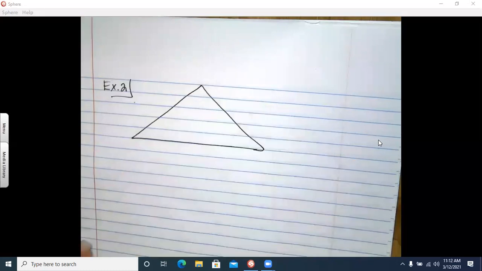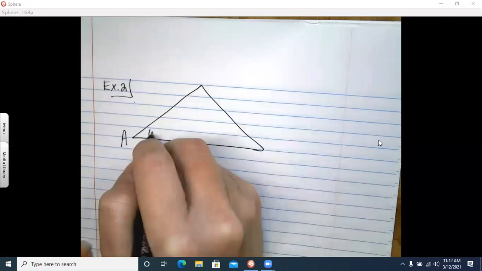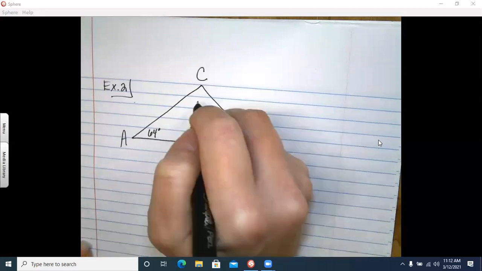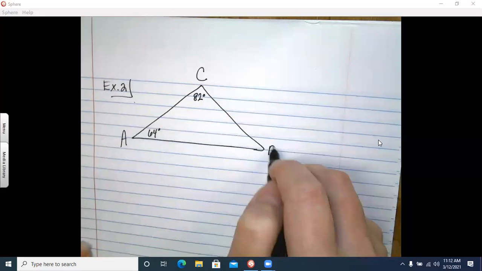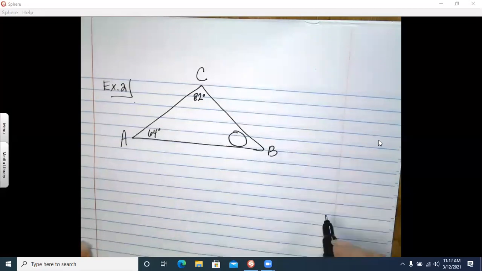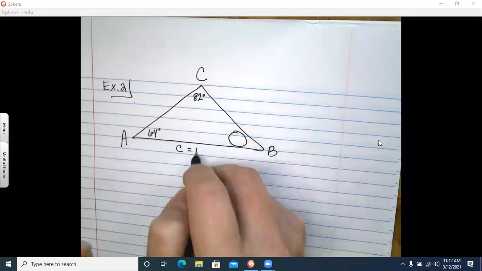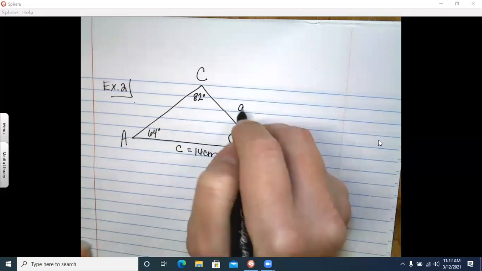So on this one, I'm given angle A is 64 degrees. I'm given angle C is 82 degrees. I am not given angle B, I gotta find that. I'm given side C is 14 centimeters. I don't know side A, and I don't know side B.